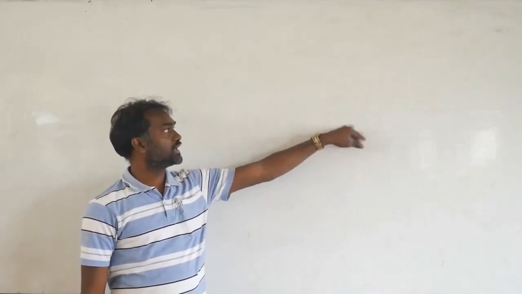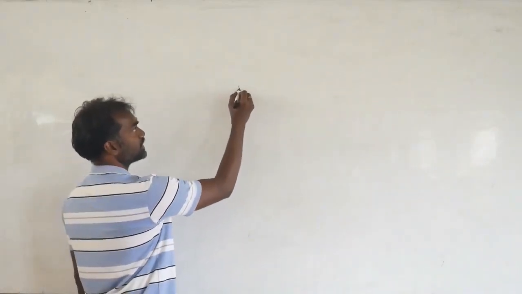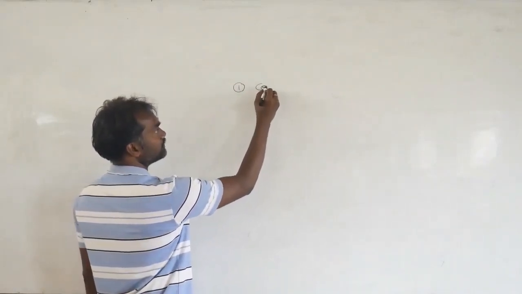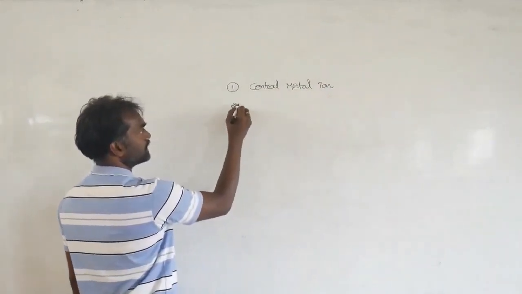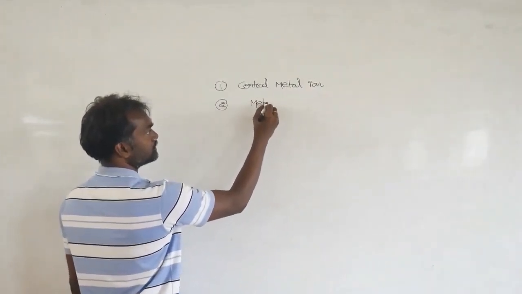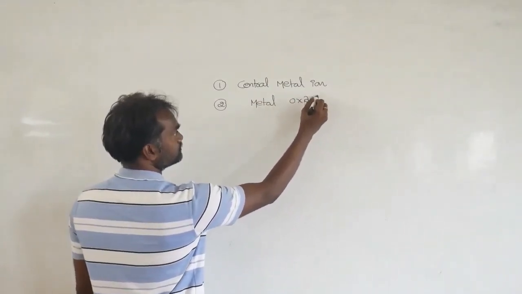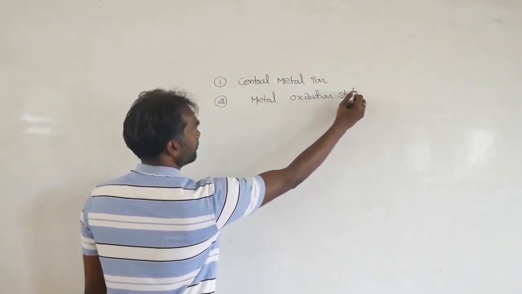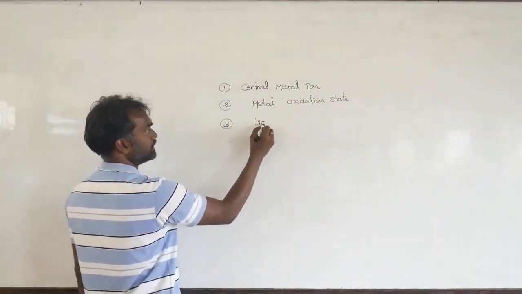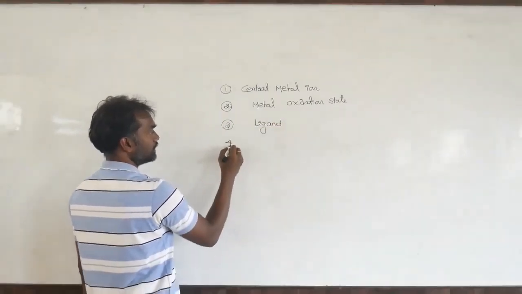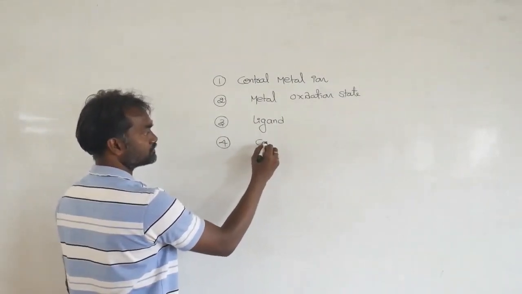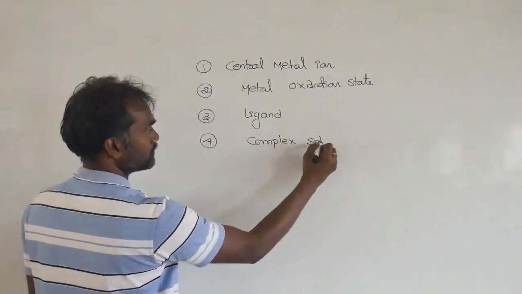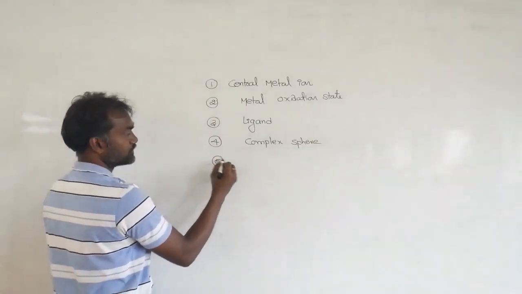Good morning, students. So in last class we discussed complex compounds. In complex compounds, the important points we saw are: first, central metal ion; second, metal ion oxidation state; third, ligand; fourth, coordination or complex sphere; fifth, coordination number.